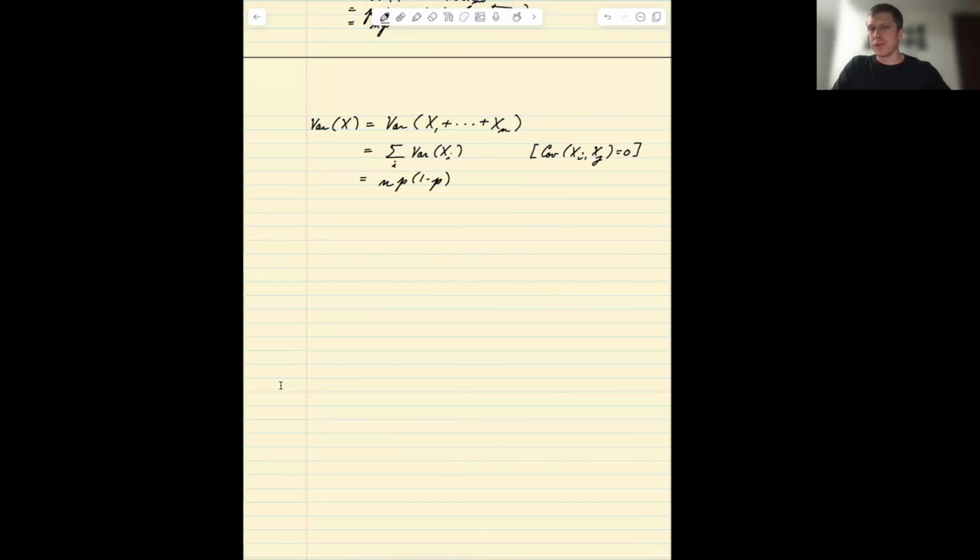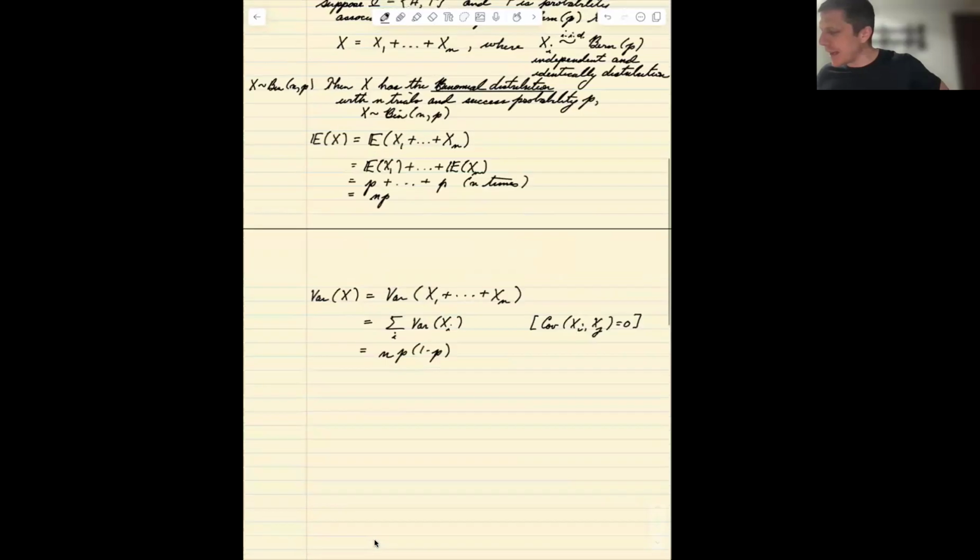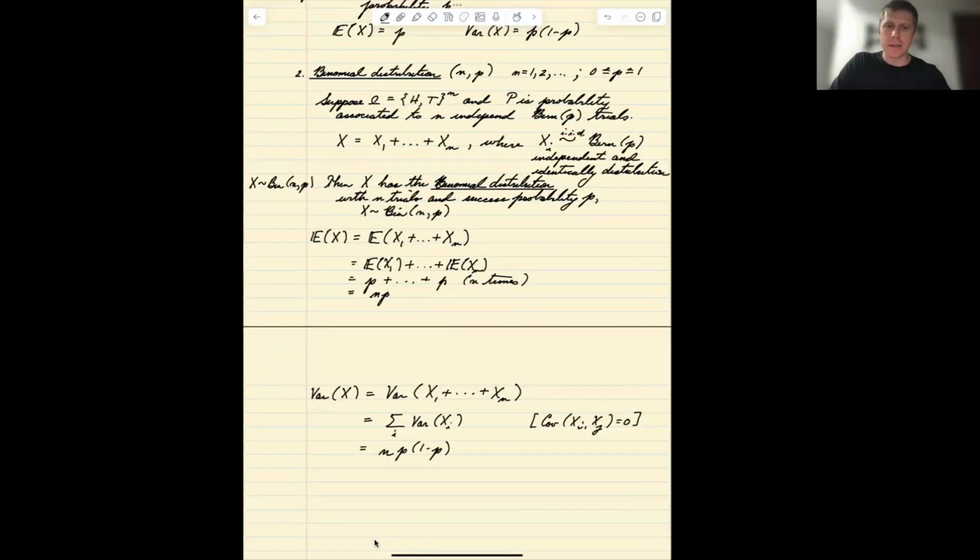So that's the binomial distribution. It's the distribution of the sum of n independent Bernoulli trials.